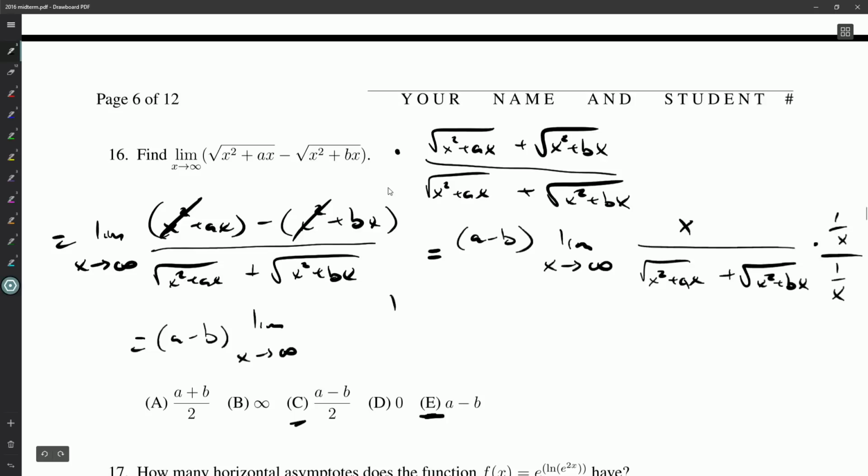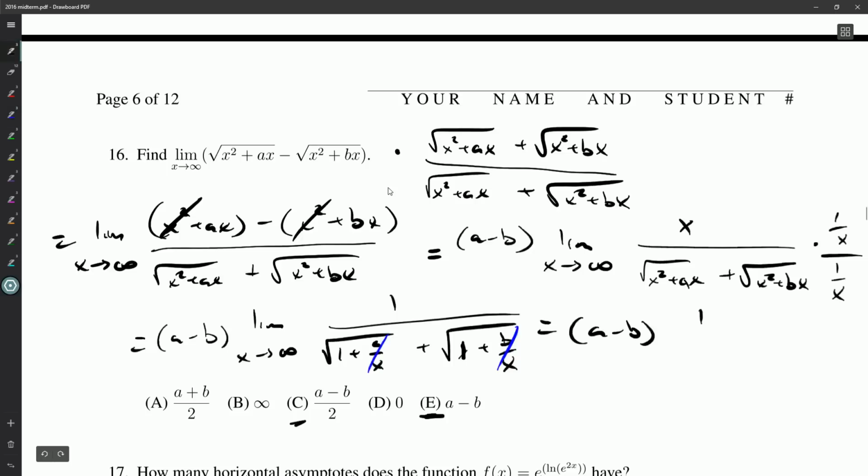Okay. Now the x is tending to infinity, so we don't really have to worry too much about any of this. So we'll just quickly bring all these in. It'll be 1 plus b over x. As x tends to infinity, these two go away to 0. And so really we have a minus b times 1 over root 1 plus root 1. That's 2. And so our answer is going to be C.